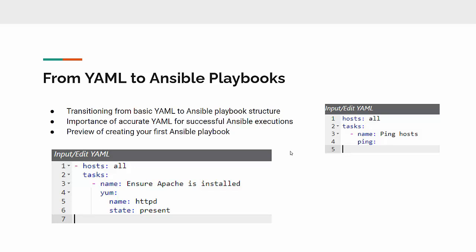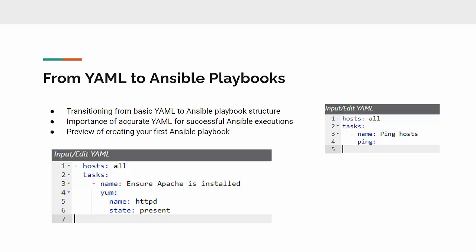Translating our YAML knowledge to Ansible playbooks, we see how the syntax and the structures we have learned form the foundation of Ansible's automation capabilities. This comparison shows a basic playbook task in YAML, emphasizing how Ansible leverages YAML's strengths to manage complex automation tasks with ease. As we continue, we will dive deeper into creating and managing these playbooks, bringing our automation tasks to life.